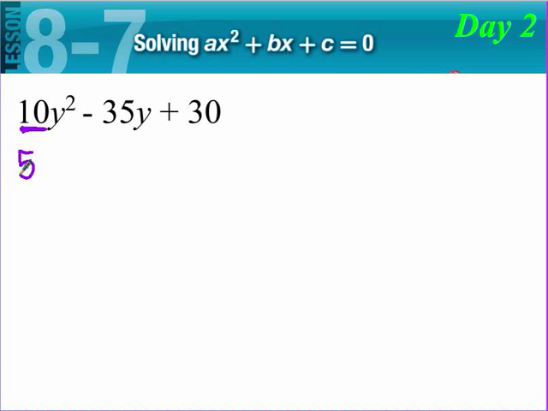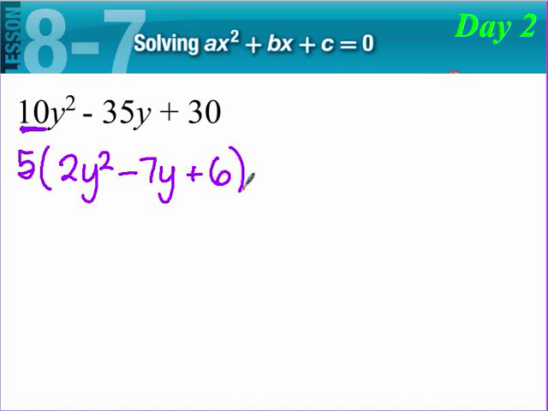So when I factor out that 5, what does this leave me with? 2y squared. Okay, keep going. Minus 7y. Okay. Plus 6. So then now, I notice still that my squared term here isn't 1. So do we remember now our next step?